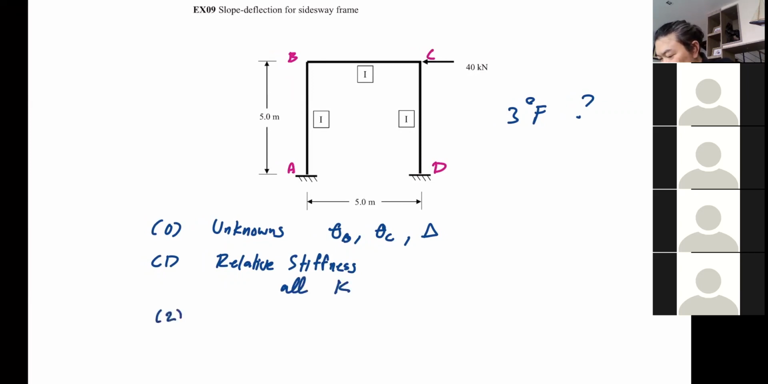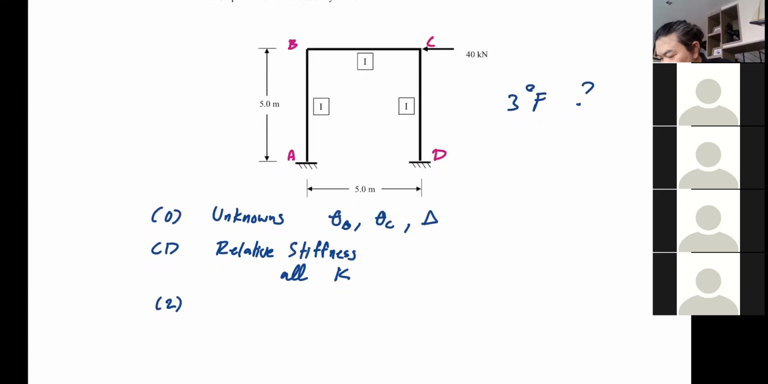Step number two, fixed moment. What's the fixed moment? Tell me. Is this similar to example number six that we just went back and saw? That is the load on the joint, right? Does it create fixed moment?